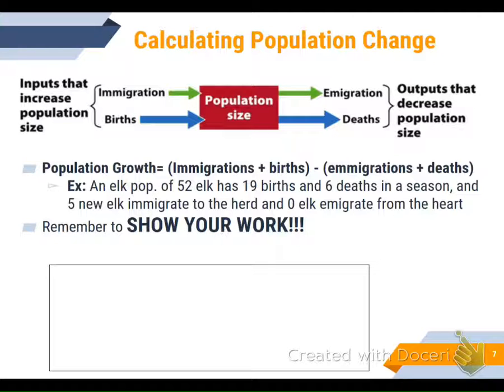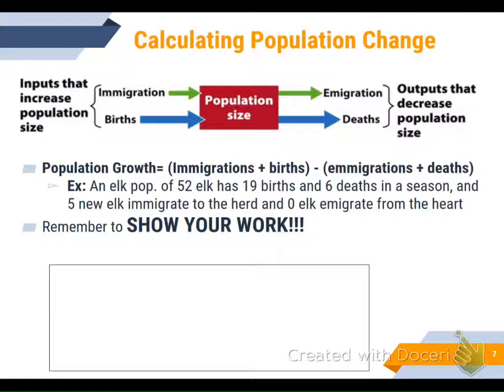Now, calculating population size, we have to have inputs and exits. Two types of inputs would be immigration and birth. Two ways of exiting the population would be emigration with an E, and death. And so the population growth is going to be the number of immigrations and births minus the number of emigrations plus deaths. So for example, if we have a population of 52 elk, we have 19 births and 6 deaths in a season. 5 new elk immigrate from another location and 0 leave.